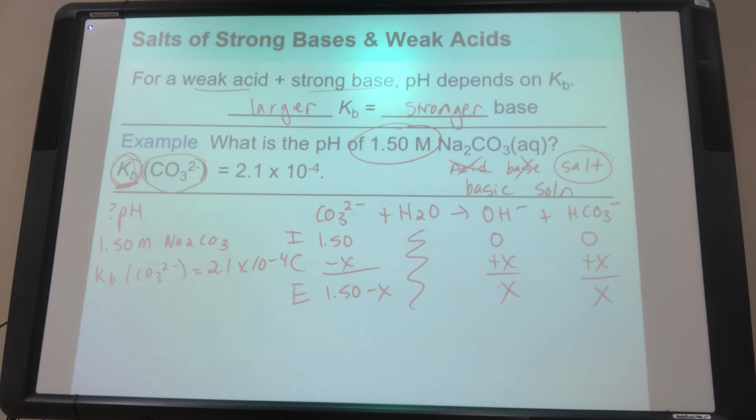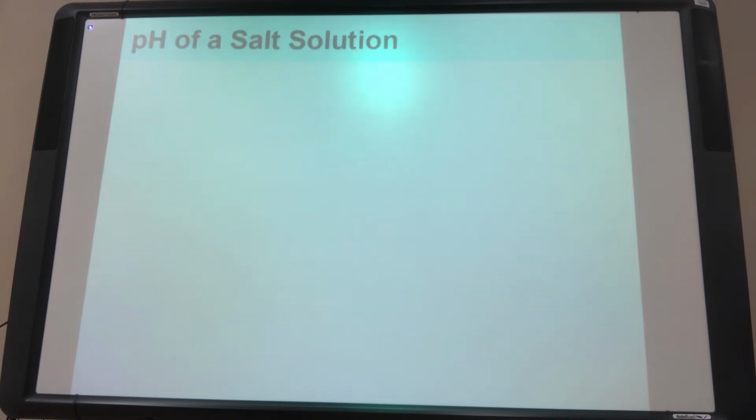So I need x. Well, what else did they give me? They gave me Kb. So Kb is the OH minus over the HCO3 minus over the CO3 2 minus. So this is 2.1 times 10 to the negative 4 is equal to x times x over 1.5 minus x. All right, let's simplify. 2.1 times 10 to the negative 4 is equal to x squared over 1.5 minus x.